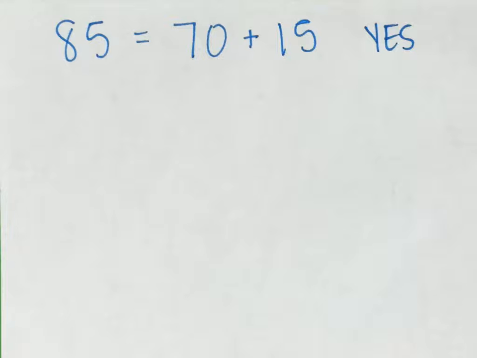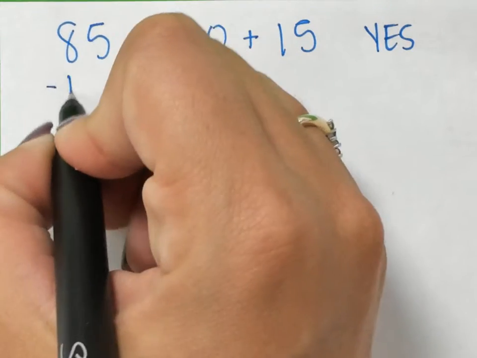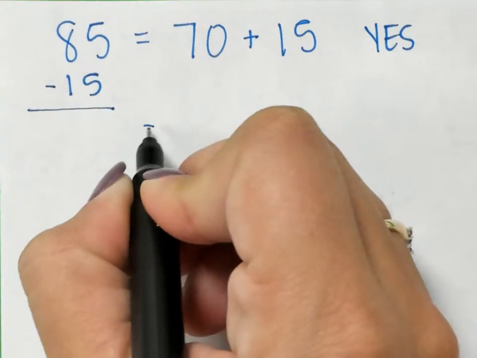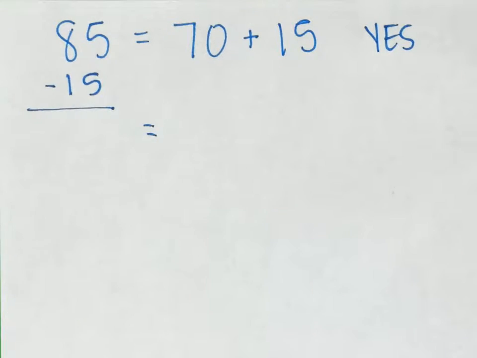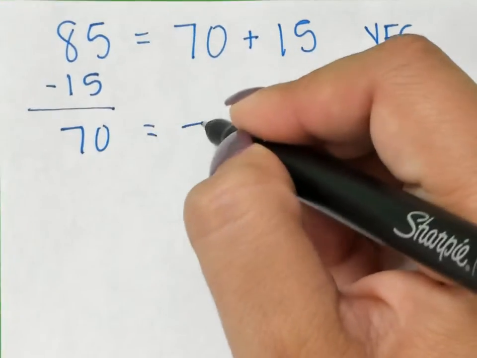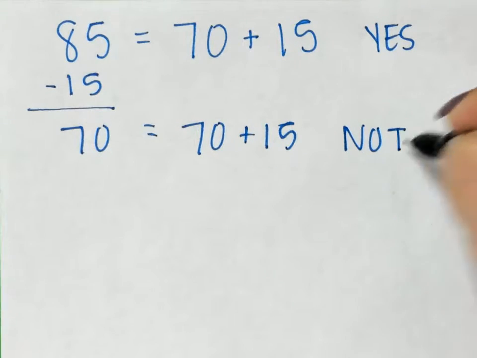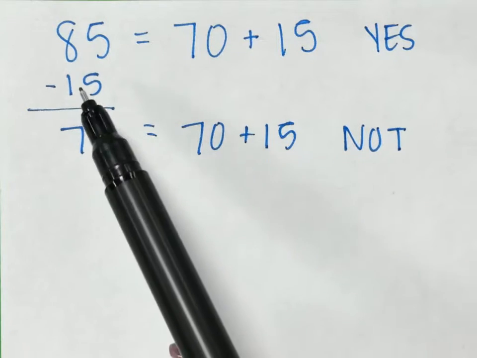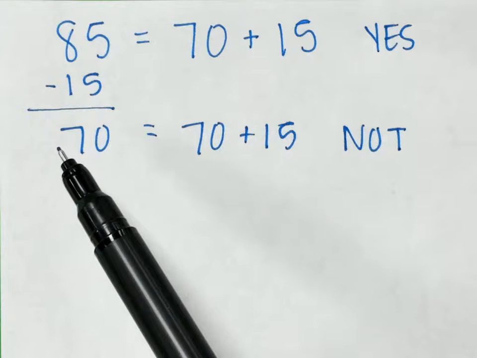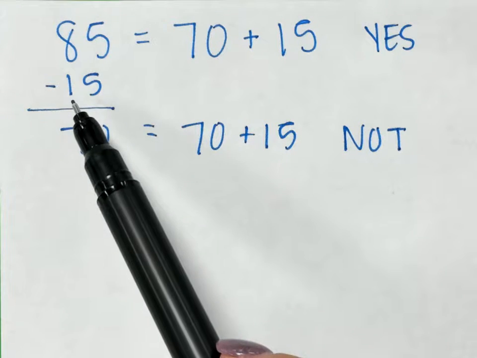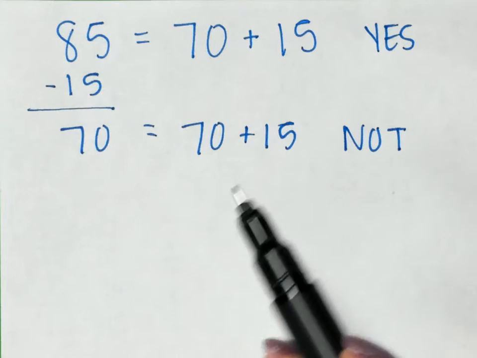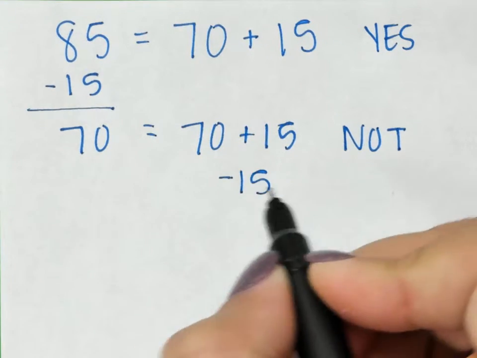What if I want to change this equation but still make it equal? So say I want to subtract 15 from the left-hand side. So what is 85 minus 15? 70. Is 70 equal to 70 plus 15? No, it's not equal. But what did we do to the left-hand side to make it 70? We subtracted 15, right?